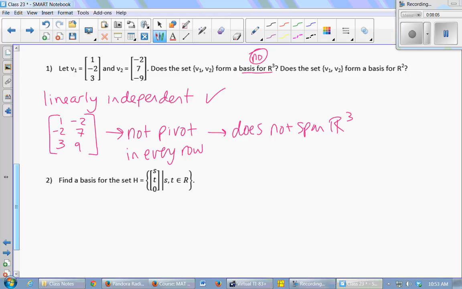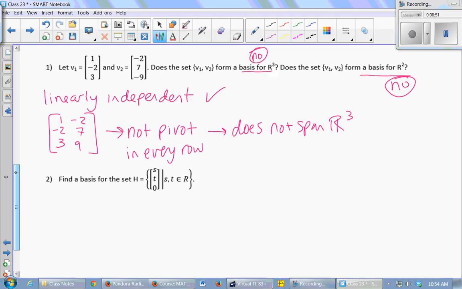Okay, does it form a basis for R2? Think carefully. Yeah, it would have to be square to form a basis. But when I take linear combinations of these two vectors, what kind of vectors do I get? 3-dimensional vectors. You can't span R2 with 3-dimensional vectors. You would need 2-dimensional vectors. So this is definitely a no, right? It doesn't even create a subspace of R2. It's a different dimension. Is it okay so far?